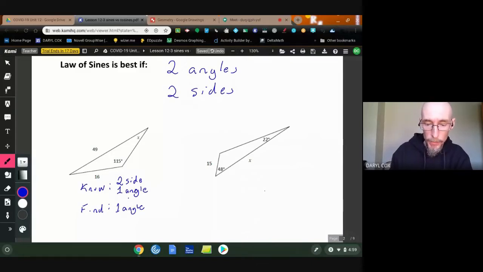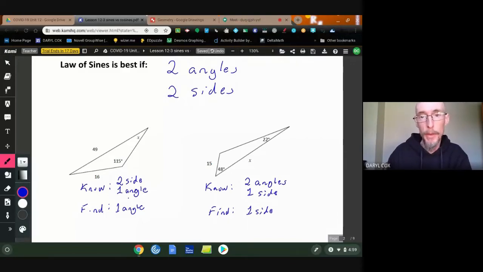In the other problem, I know two angles and one side. What I want to find is one side. So there again, two angles, check, two angles. Two sides, check, two sides. So there's my law of sines. So two angles, two sides, law of sines.